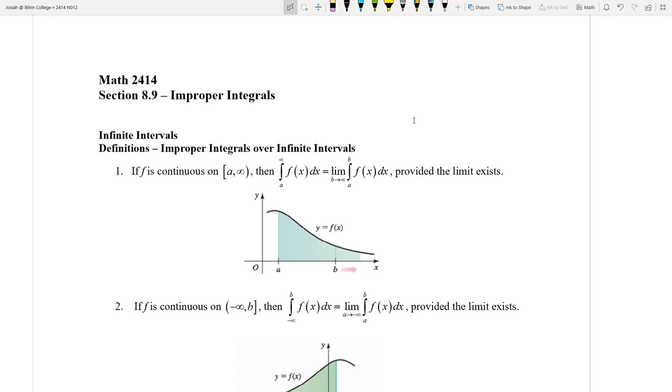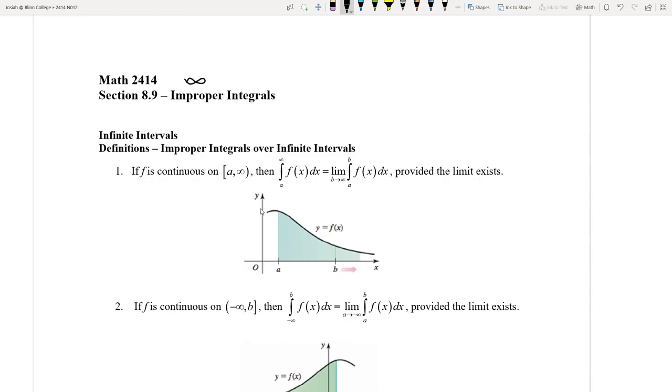For our last section on integral techniques, we'll be talking about what we call improper integrals. Improper integrals are going to be integrals that involve infinity in some shape or form. And since infinity is not a real number, that's why we call them improper as opposed to proper. So the first thing that we deal with here in improper integrals is talking about infinite intervals.